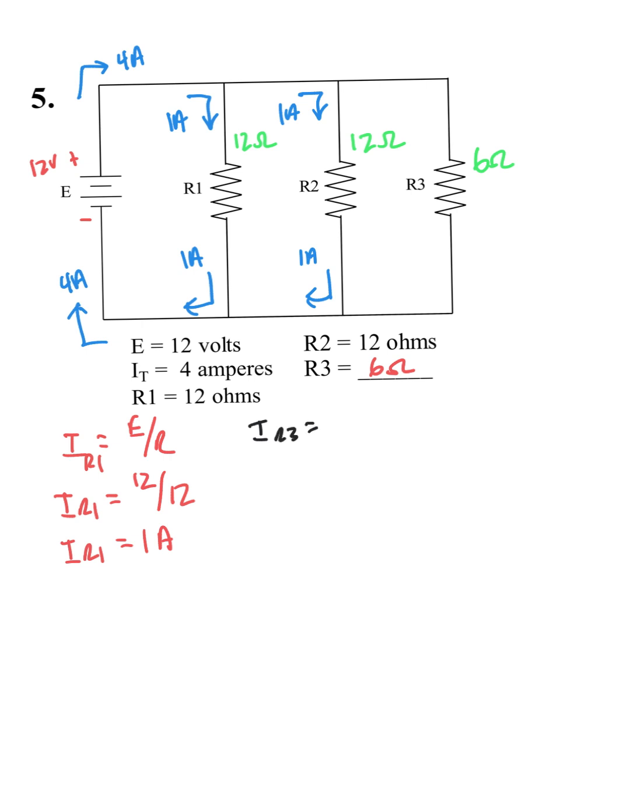We will need to now solve for IR3. That one's different. So IR3 is equal to 12 divided by 6. So IR3 is equal to 2 amps. And so coming through here is 2 amps, and coming out the bottom here is 2 amps. And if we add 2 plus 1 plus 1, we got 4 amps. That's what we got flowing in this circuit. So that makes sense as well. All right, great. Let's take a look at number 6.